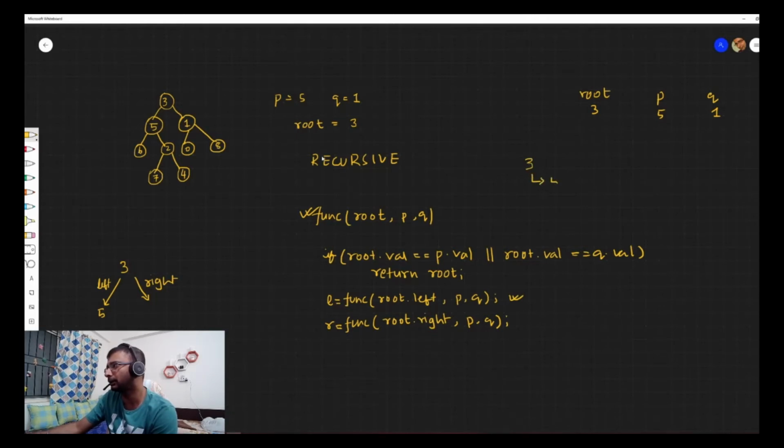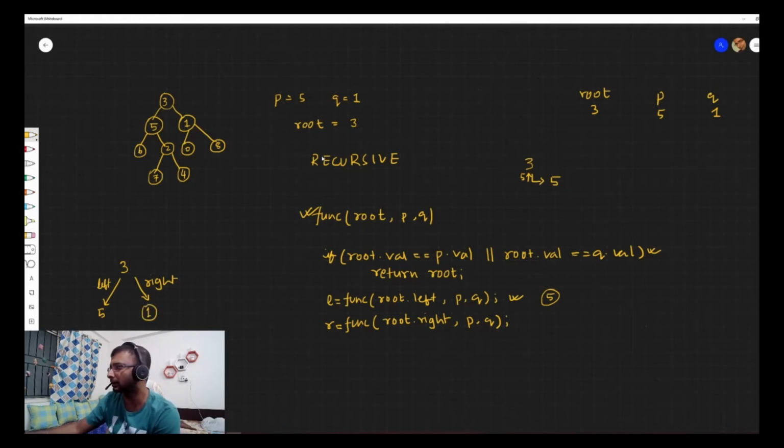Now we have called with 5, and we see that this condition is satisfied. So 5 is returned. The node 5 is returned to its caller, which is the same instance of the function. So 3 gets a 5 over here. And then we call the right side of the tree. So the right side of the tree is called with 1.